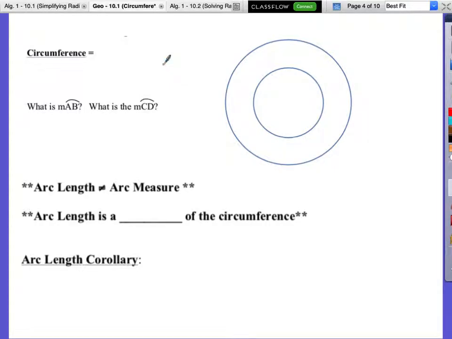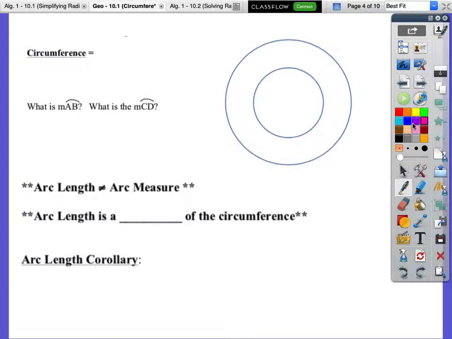So circumference. Does anyone know what circumference is? It's like perimeter, but just for a circle. So instead of being the distance around, like adding all the sides up, we don't have sides for a circle. And so we're going to say it's the distance around the circle.